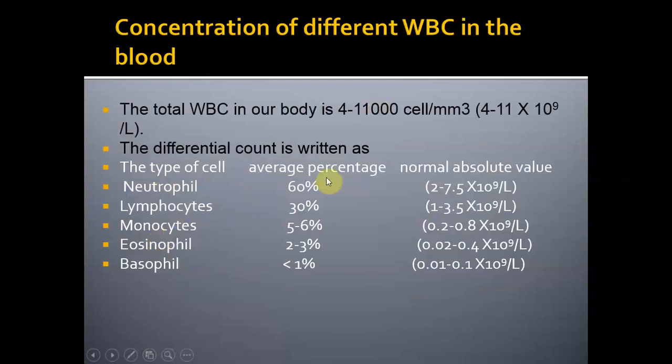Now, this table is very essential and very important for you. I think you have to memorize it. This gives you the normal ranges of the total white blood cell count in our body, plus the average percentages and the normal absolute values for each subset of white blood cells present in our body. The total WBC in our body ranges from 4 to 11,000 cells per cubic millimeter.